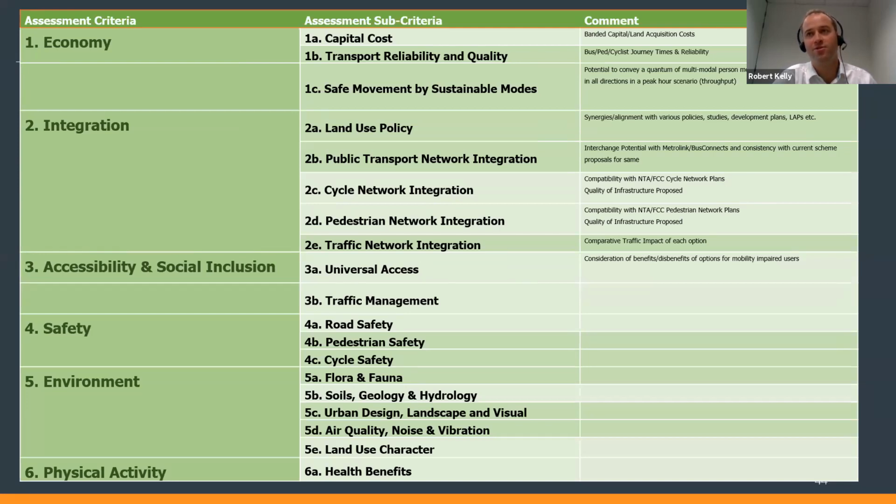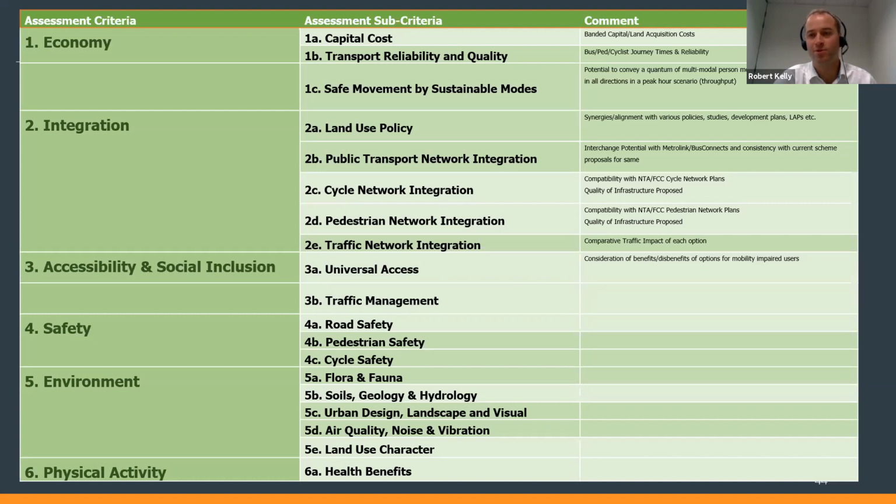So you can see under economy there, obviously capital cost was one consideration, but as well then we looked at, under economy, transport reliability and quality as well. So some people can approach economy in one direction, and that's related to cost, but it's important to look at other facets of the economic benefits that might accrue from particular options.